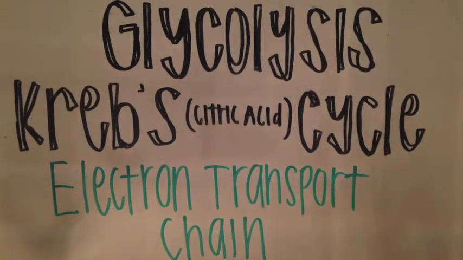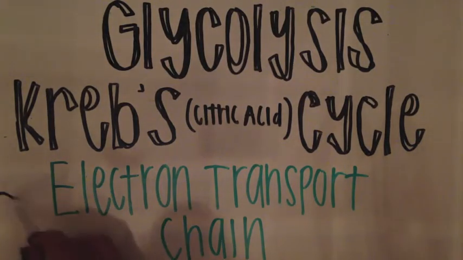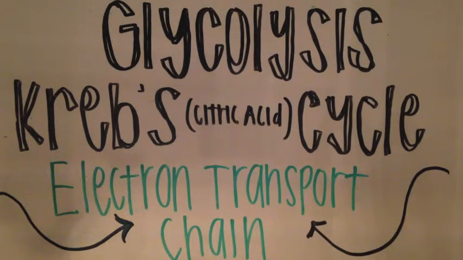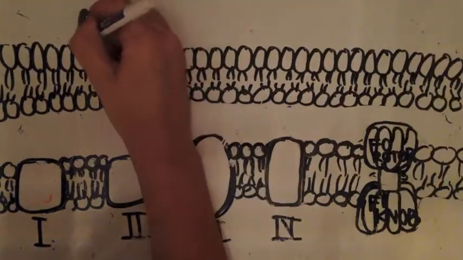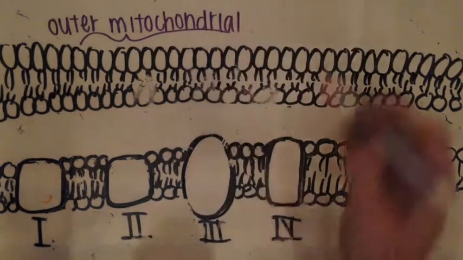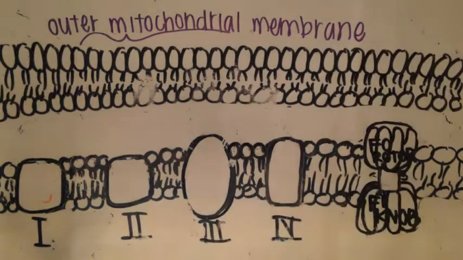Cellular respiration is a series of reactions that reduce and oxidize specific compounds to achieve ATP. These are known as glycolysis, Krebs cycle, and the electron transport chain. Glycolysis occurs in the cytoplasm, whereas Krebs cycle and the electron transport chain occur in the mitochondria. The electron transport chain in specific occurs in the membrane of the mitochondria.